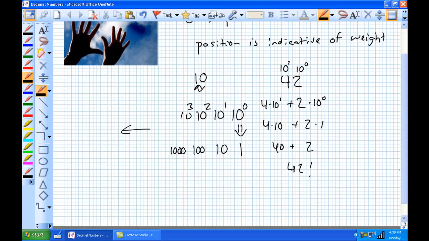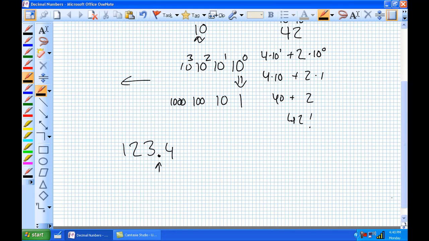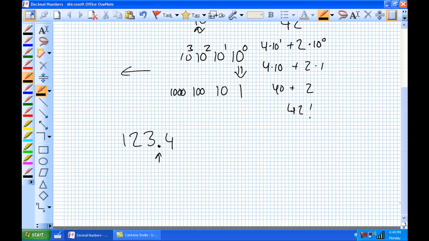Okay, so another example of a decimal number, 123.4. It's got this decimal point in it. How do we figure that into our equation? Well, if this was increasing powers of 10, at the decimal, what happens? It's decreasing powers of 10.